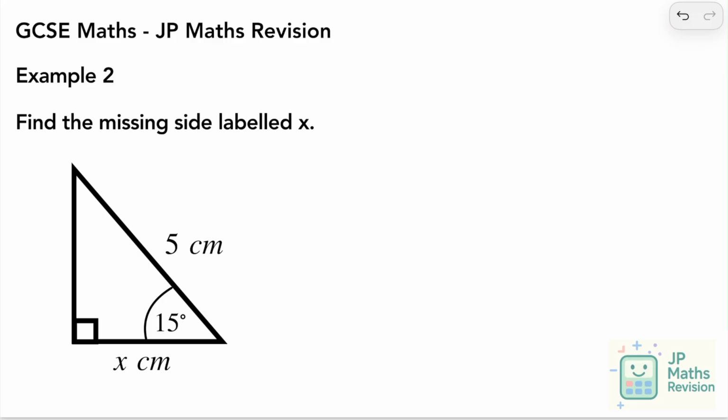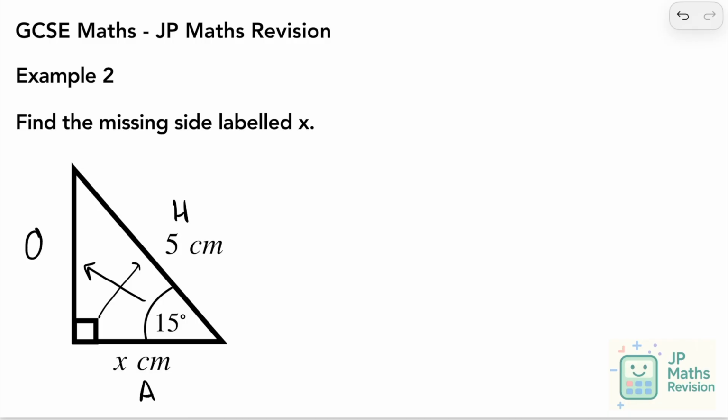Here's another example. This time we need to find the missing side labelled x. Step 1 is always to label the sides. So I'm going to label my opposite side, the side that's opposite the angle, which is O. I'm going to label my hypotenuse, which is always the side that's opposite the right angle. So this one's H. And then I have my adjacent side, which is the one that's left and the one that's touching the angle. Then I'm going to cross out the one that's not really involved.